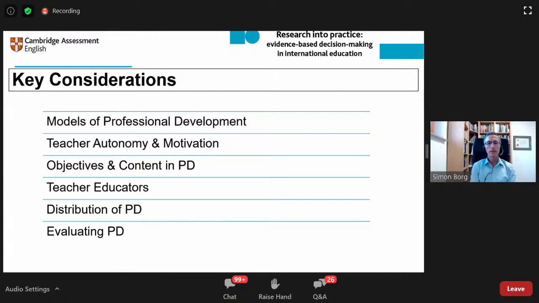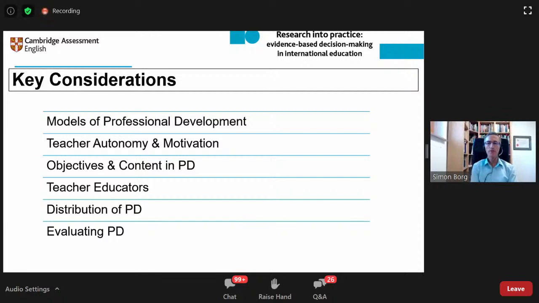So there are a number of key considerations I'd like to run through with you today. These are points which I think we need to keep in mind and explicitly articulate our position on when we are in the process of designing professional development initiatives.